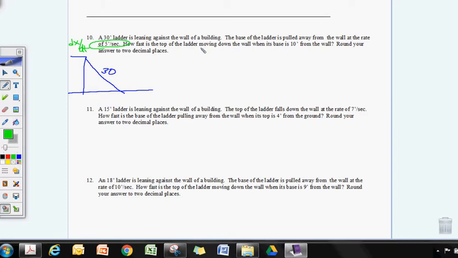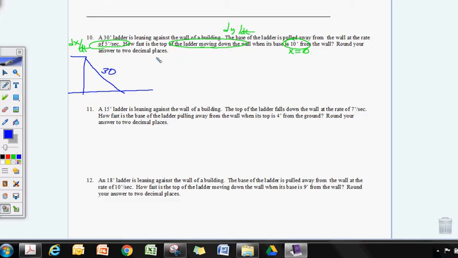It's asking how fast is the top of the ladder moving. That is a dy/dt. And the specific time, the snapshot, is when x equals 10. And then we can figure out y, and it says round your answer to 2 decimal places.